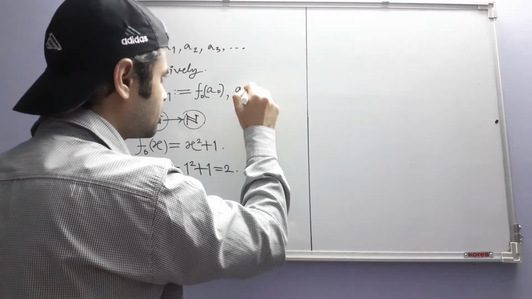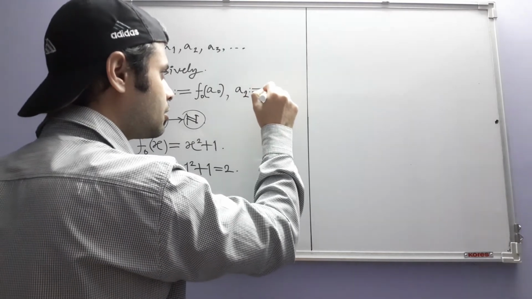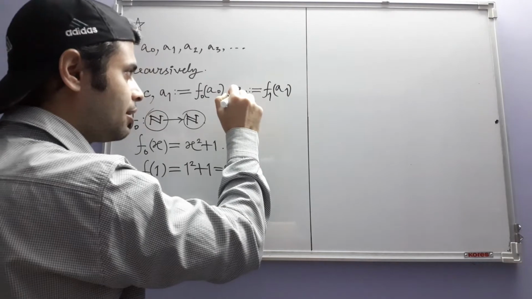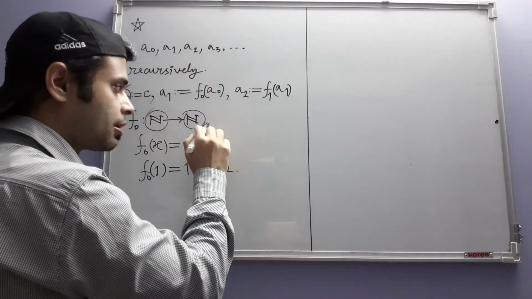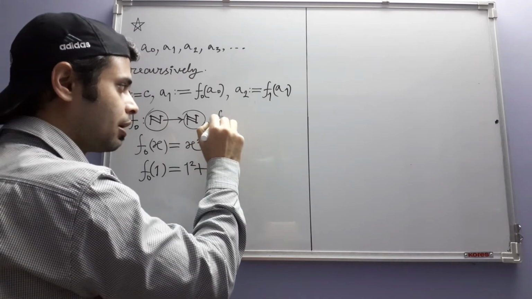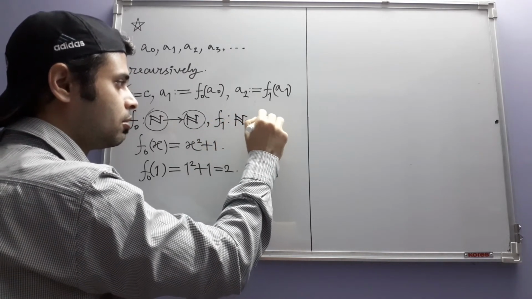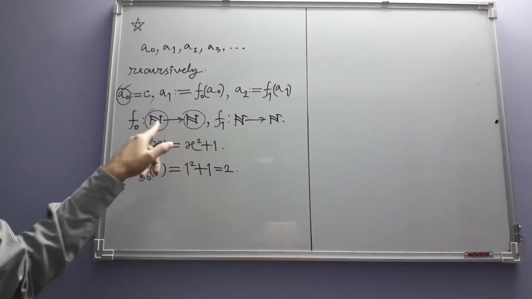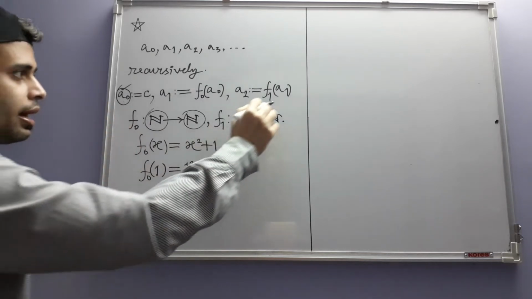The third term of the sequence, a2, is defined to be equal to f1 of a1. Its value depends on the previous value, and this is yet another function, f1, again a function from N to N. f1 may or may not be the same as f0. Okay, and it goes like this, and so on.